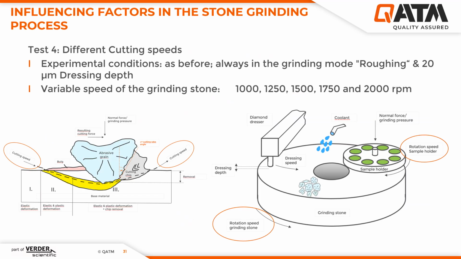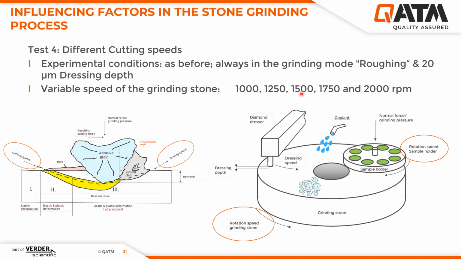Let's talk about my last test of my series of experiments. In this experiment, I varied the speed of the grinding stone and changed the relative speed between the sample and my abrasive grain. With the QGrind XL, our plane grinding machine, speeds from 1000 to 2000 RPM can be set. In most preparation methods, a rotation speed of 1500 RPM is chosen for stone grinding and metallography.